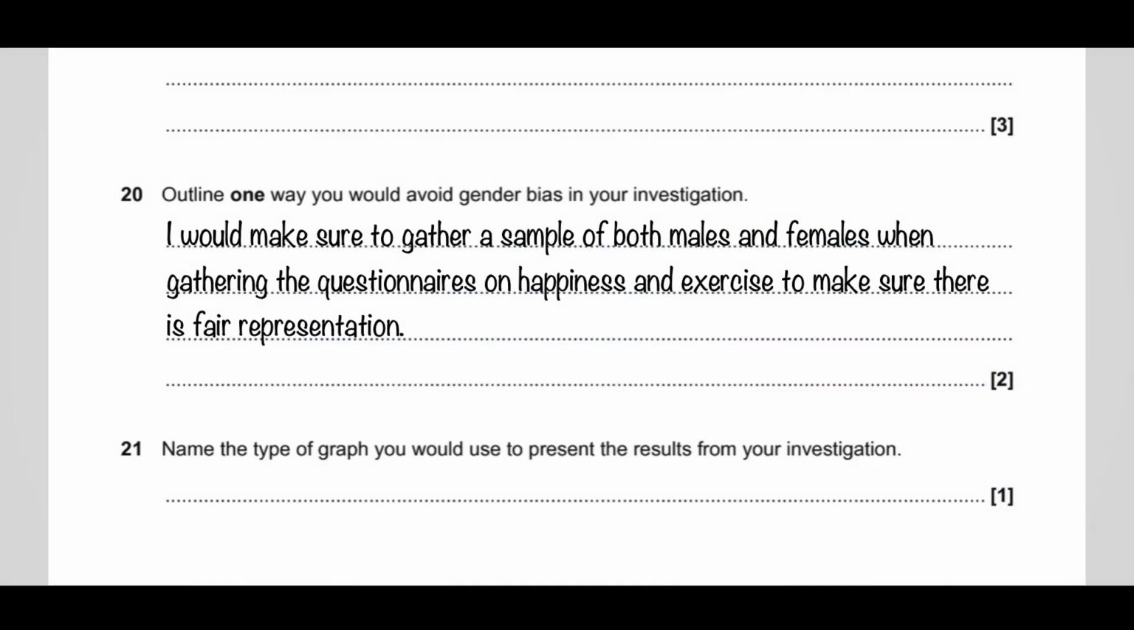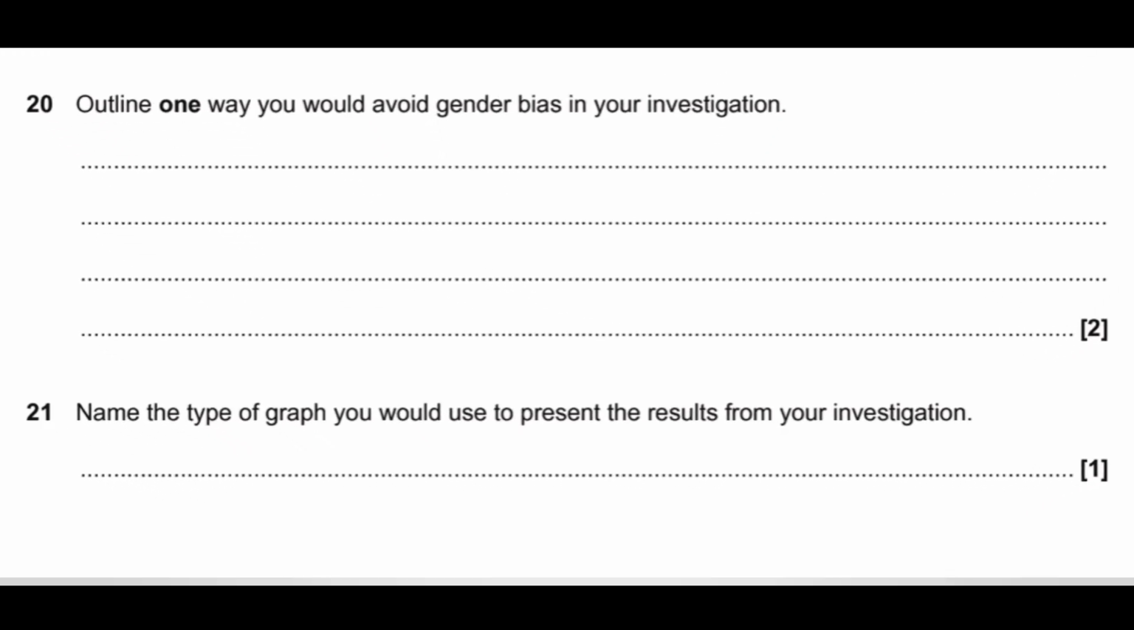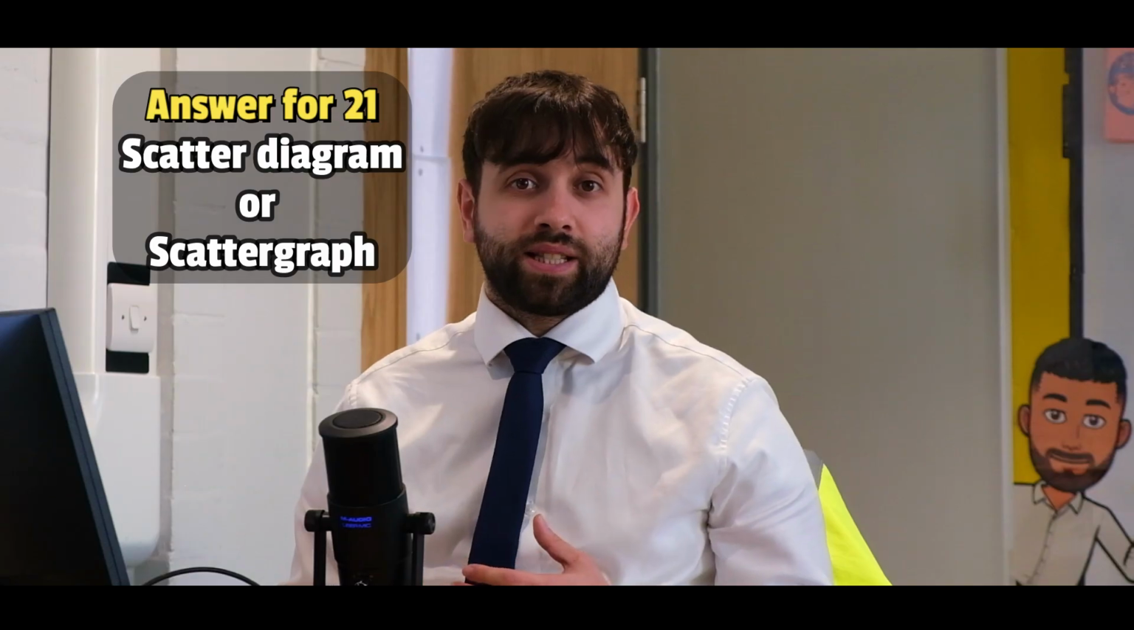So a model answer would look something like this. Name the type of graph that you would use to present the results from your investigation. Well, anytime you see a correlation, you must know that the graph has to be a scatter diagram. So that's the answer.